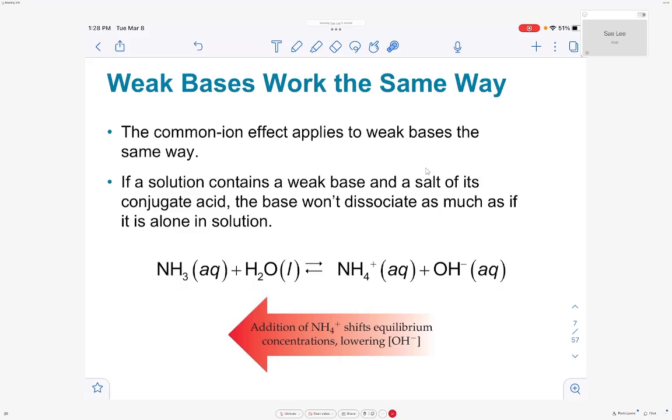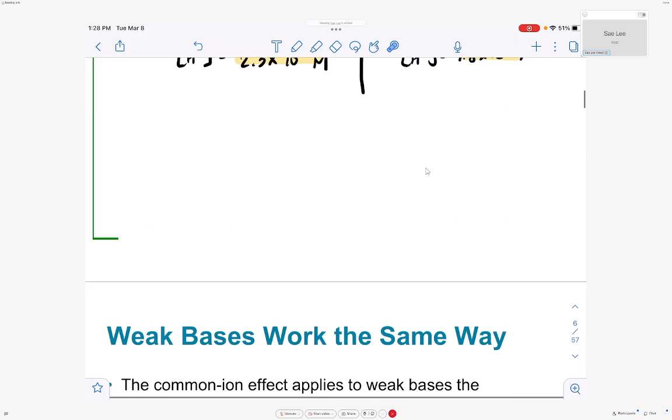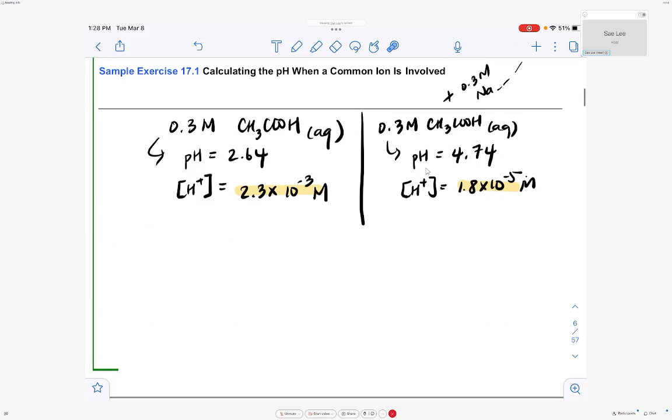So the common ion effect, you want me to go back? Yeah, just real quick. Thank you. Here or the previous slide? That's it. I'm good. Thank you.